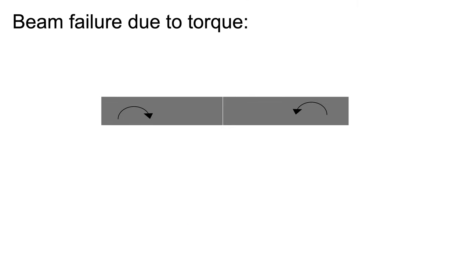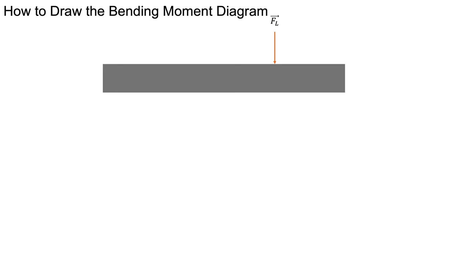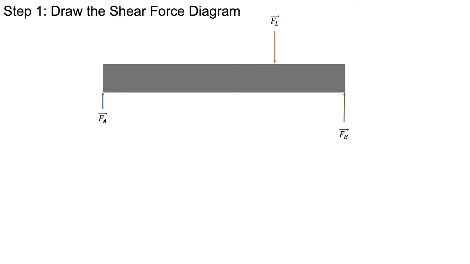Another possible failure of beams is due to torque. External torques can cause internal bending moments, which then break the beam. Similar to the shear force diagram, we're now going to draw a bending moment diagram to find the location of the biggest bending moment, and then once again select the beam dimensions accordingly. The first step of the bending moment diagram is actually to draw the shear force diagram.